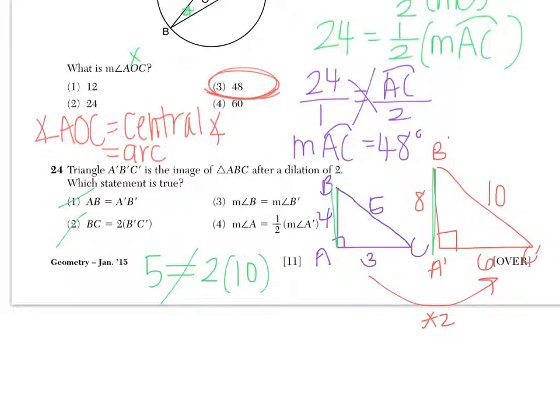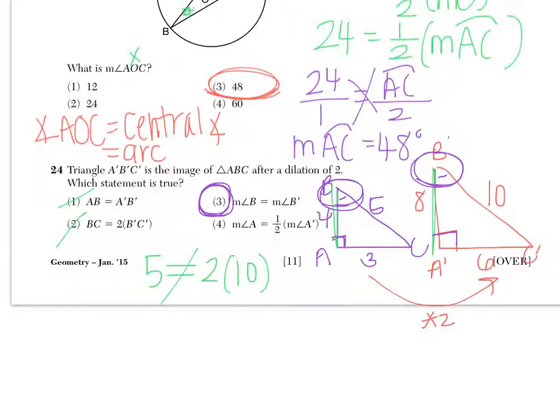The next one says the measure of angle B is equal to the measure of angle B prime. So here I know that angles after dilation are congruent. Just like right angle A stayed right angle A prime, while angle B, however many degrees it is, is the same as angle B prime. So here choice 3 is true. Angles are congruent in a dilation.